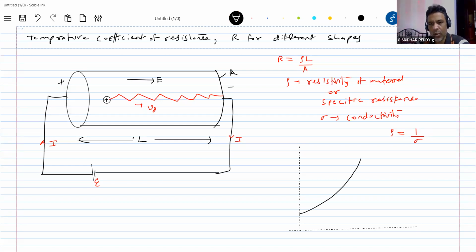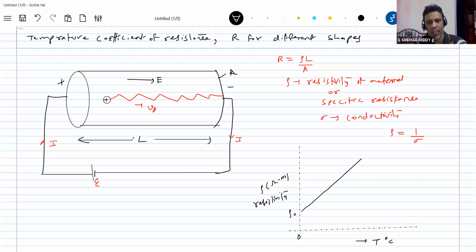For a temperature change of even 100 degrees, the change in resistivity is so small that we can assume it to be a straight line. That's why in the book, instead of this curve, they just put a straight line. Nothing wrong. This will be the temperature in degrees Celsius, and this will be the resistivity. What will be the unit for resistivity? Ohm meter. Then at 0 degrees Celsius, it will have some value rho naught. This will be the variation. Actually, it will be a curve.